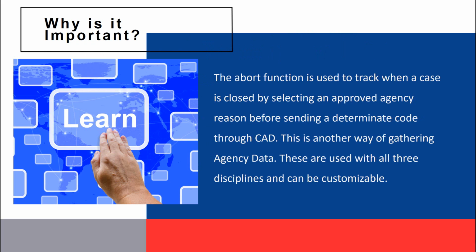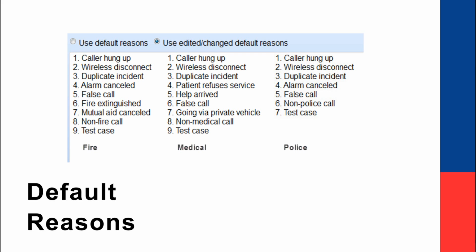You may ask yourself, why is this so important? The abort function is used to track when a case is closed by selecting an approved agency reason before sending a determinant code through CAD. This is just another way of gathering agency data. These are used with all three disciplines and they can all be customizable.